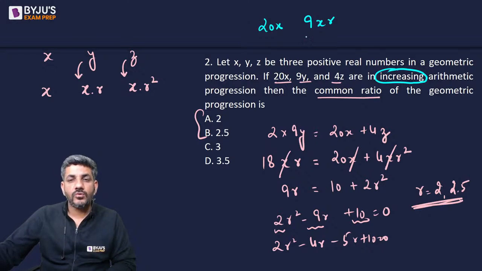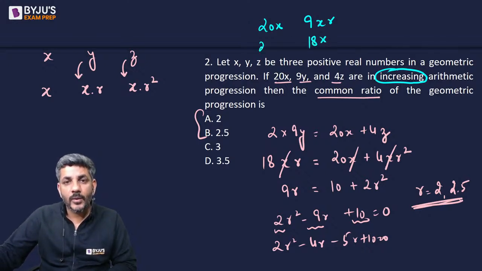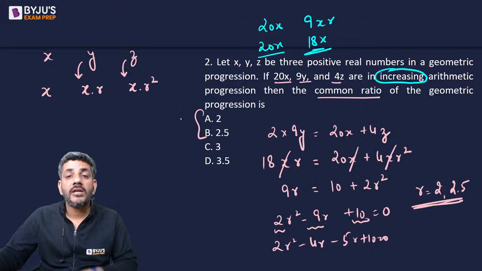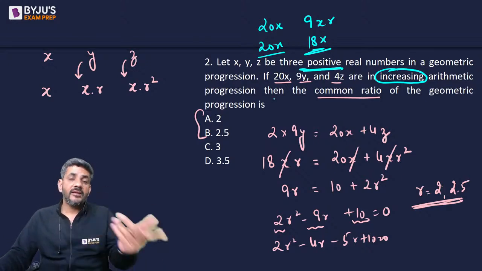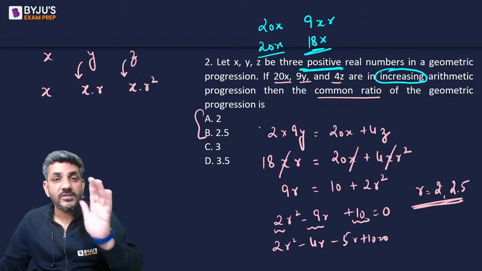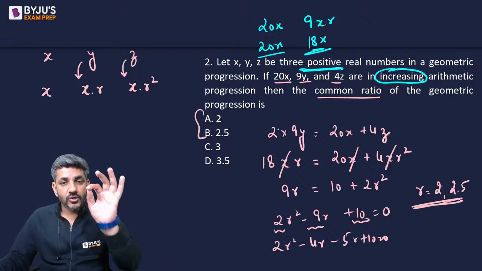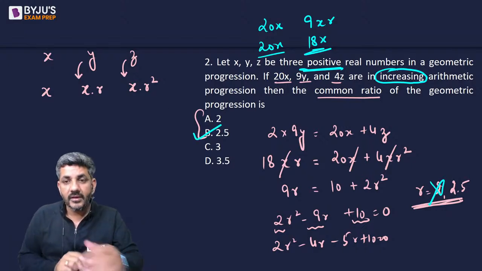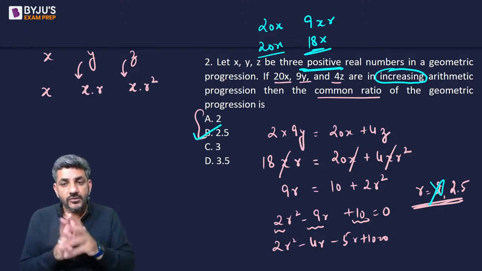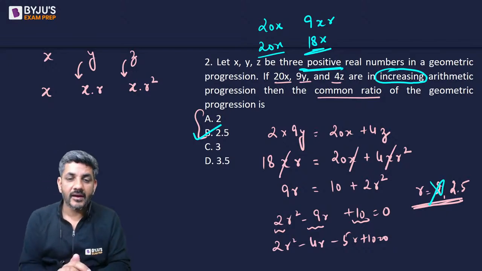If r is 2, it would become 18x, and 20x and 18x are not increasing AP, because these are positive real numbers. If they were negative, maybe it would become increasing, otherwise it is not increasing. So by that logic 2 is gone and I get the right answer as option B, which is equal to 2.5.